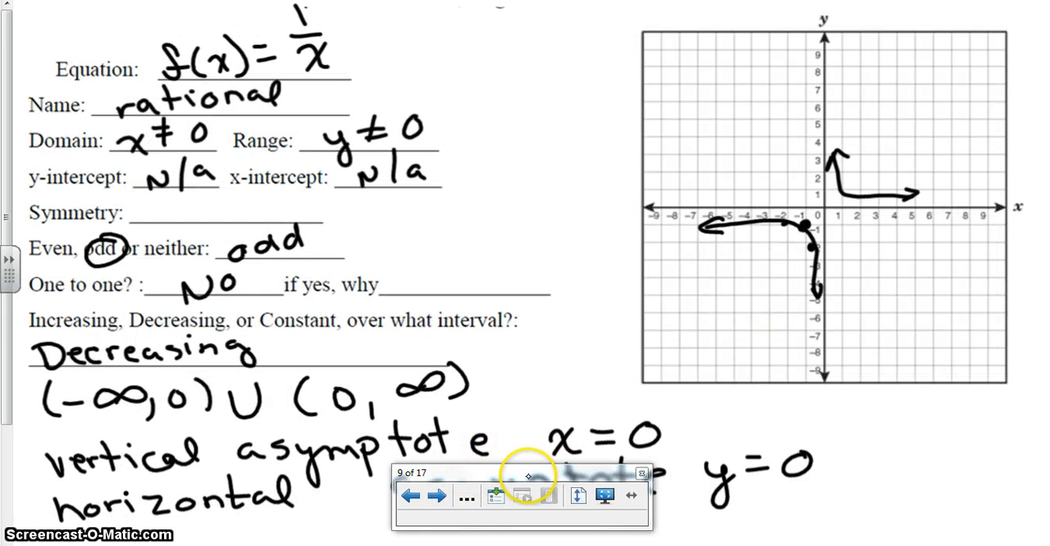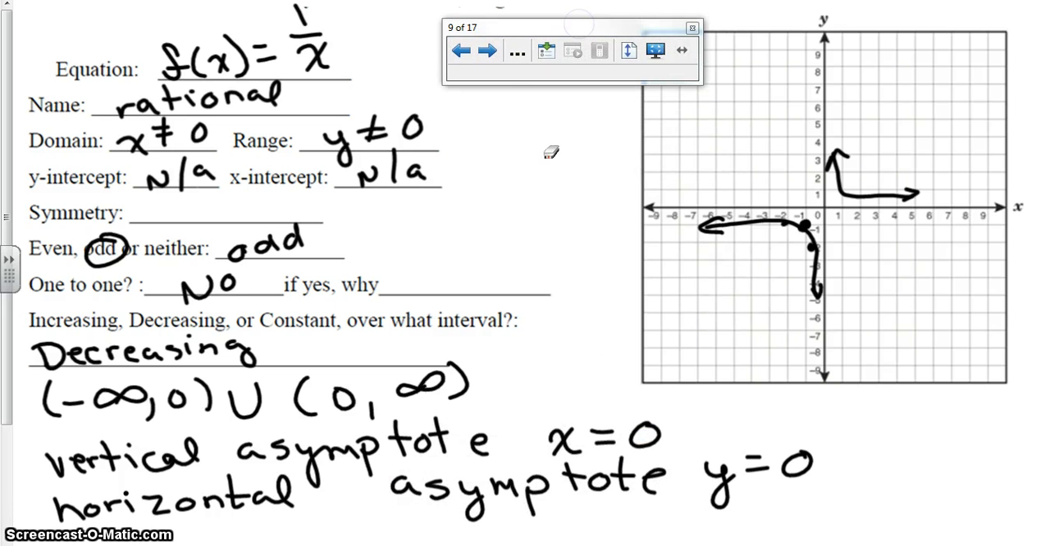Did you see what I wanted you to see? I hope you did. What I hope that you saw was you ended up with something that had 2 totally different branches. You also noticed that you could not use 0 for x, which meant you couldn't have an answer for 0 for y, because in the real number system, we never divide by 0. So there is no y-intercept, and there is no x-intercept. There is, however, symmetry around the origin, which makes this an odd function.